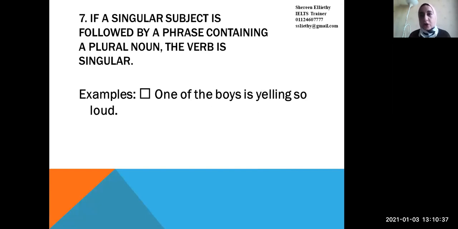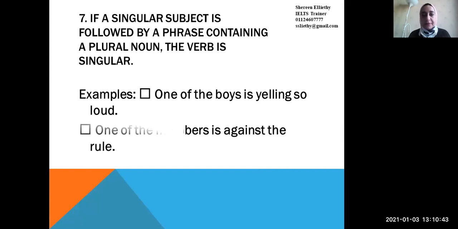You are not referring to all the boys. You are referring to only one of them. So one of the boys is yelling so loud. You know the meaning of yelling, right? To yell is to call out with a loud voice. The second example: one of the members is against the rule. Again, you are referring to one of the members, not all the members. One of the members is against the rule.